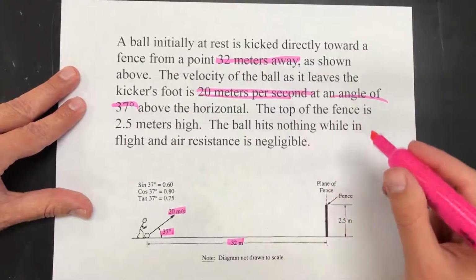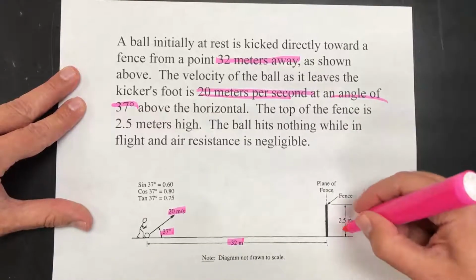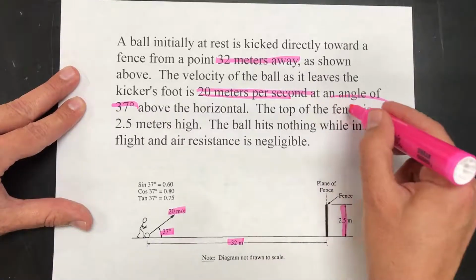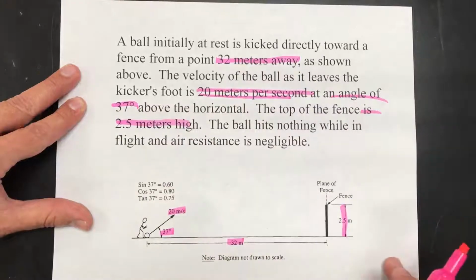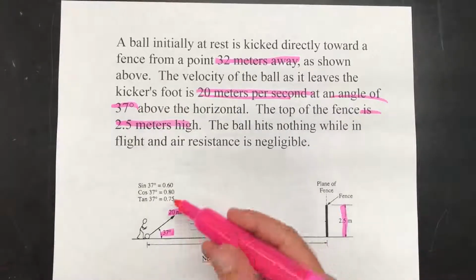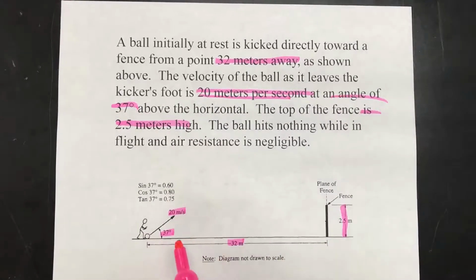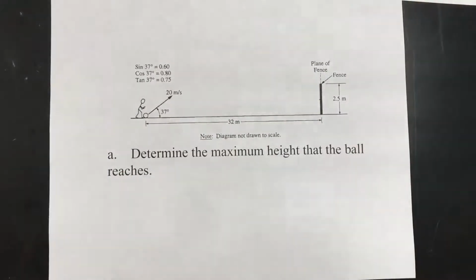The top of the fence is 2.5 meters high. That's labeled on the diagram, and that is going to be important. As soon as you see something like an initial velocity kicked at a certain angle, then you know you are almost definitely going to have to break that velocity vector down into its components. So the very first part here then, let's look at part A. So determine the maximum height the ball reaches.